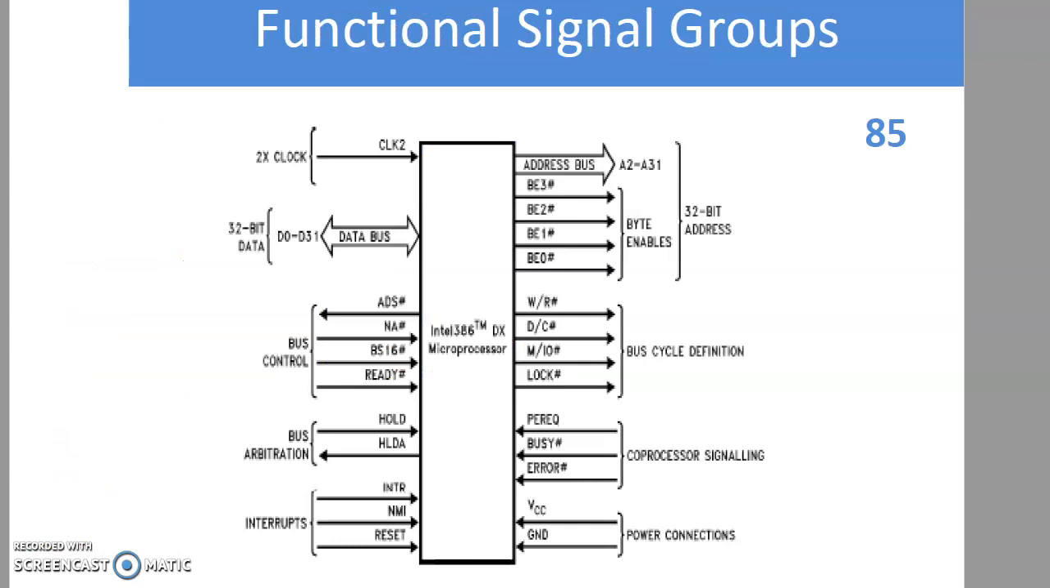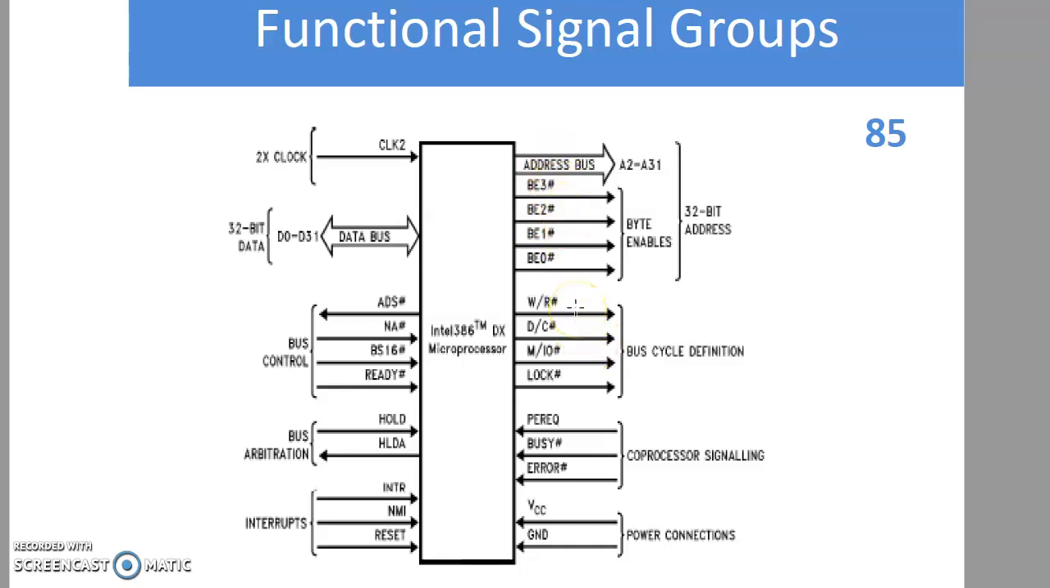So these are the various functional signal groups for the various pins of the 80386 on which the signals are given. These are the groups of them. So you have the address bus, which is a 32-bit address bus. Then you have byte enabled signals. So the byte enabled signals B0 bar, since hash is given, that means when it is having zero value it is active. B0 bar, B1 bar, B2 bar and B3 bar. These are byte enabled signals.